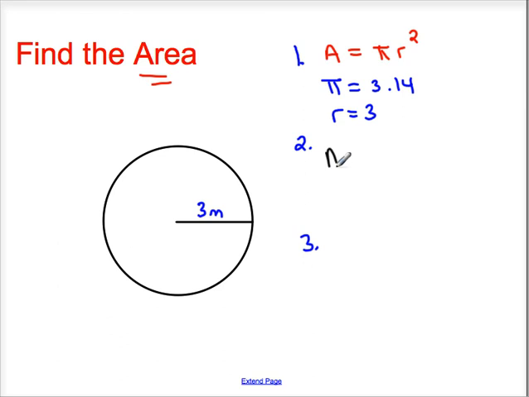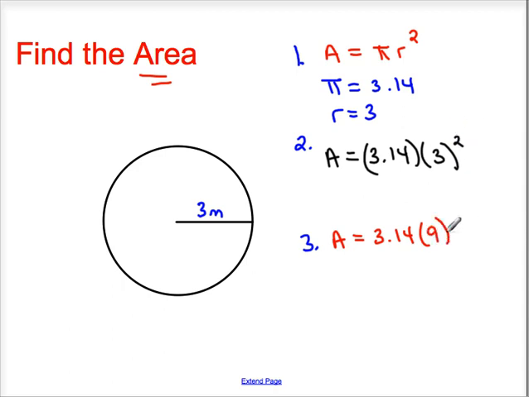Second, let's plug into our formula. A equals 3.14 times r squared. And then our third and final step is to calculate. So area equals 3.14 times, order of operations, 3 squared, 9, and then 3.14 times 9, and you should get an area which is equal to 28.26. Do not forget your units. In this case, it's going to be meters squared.